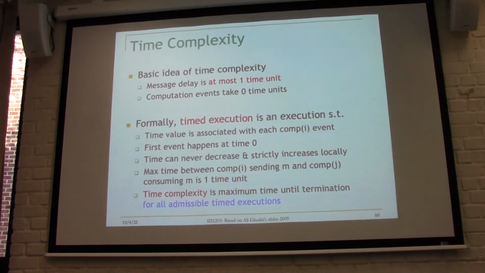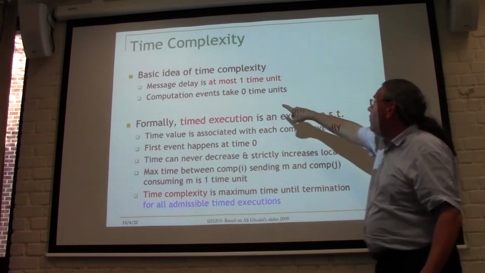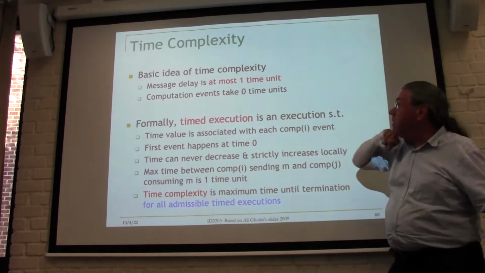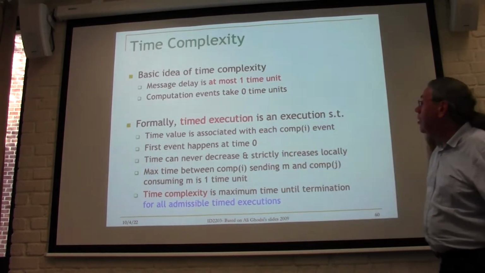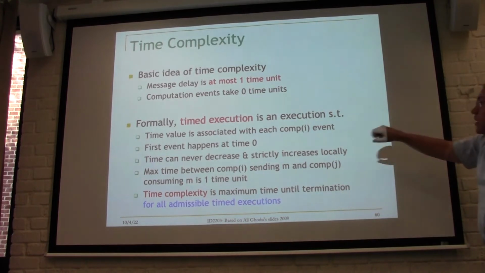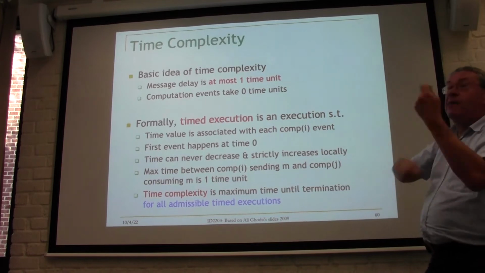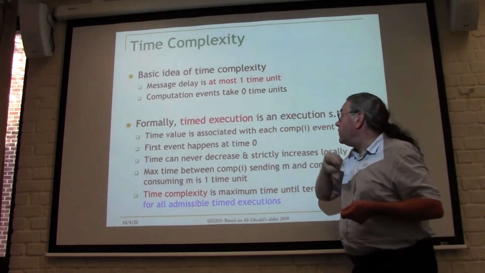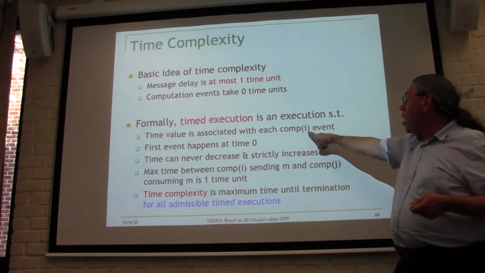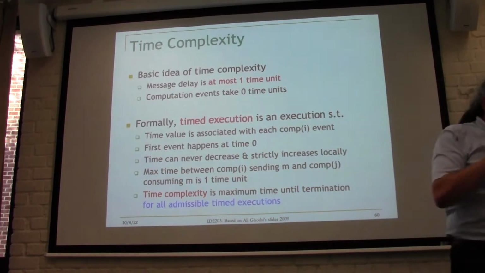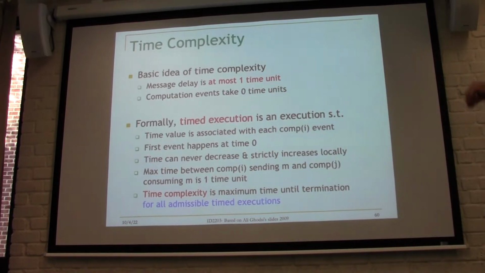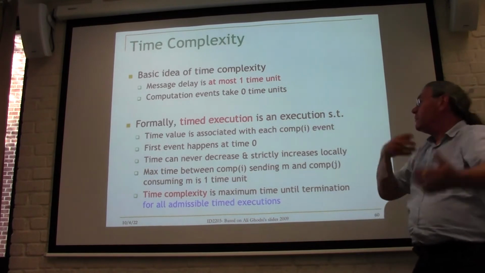That is the normal, reasonable approximation. You can always do differently if you have big computations. But in many cases, this is good. Okay? And we're going to measure our algorithm by piggybacking times. And that's called a timed execution. Each comp event, so each computation in a process, there will be timed. And it's always increasing. Okay?